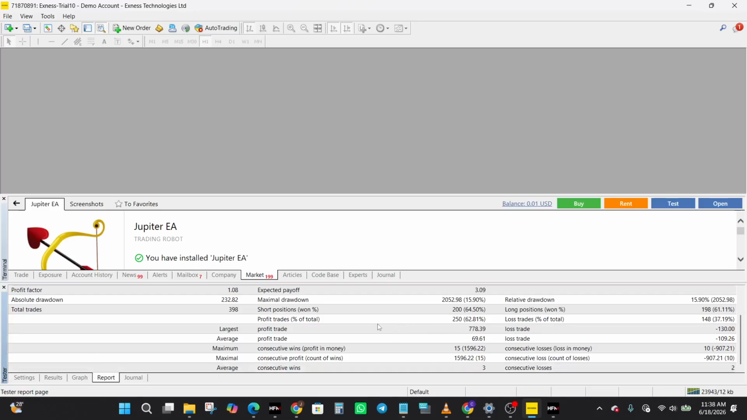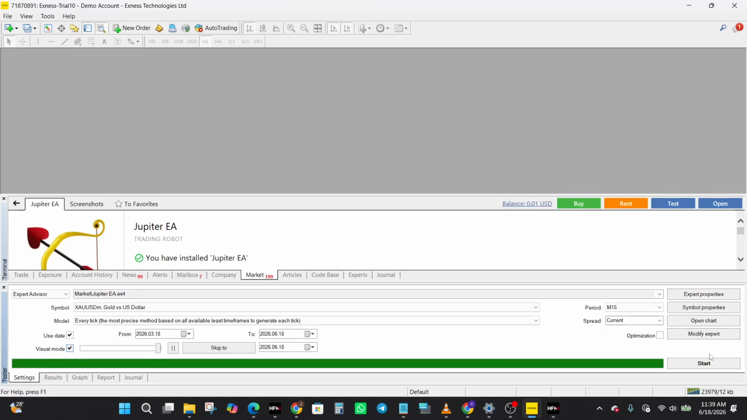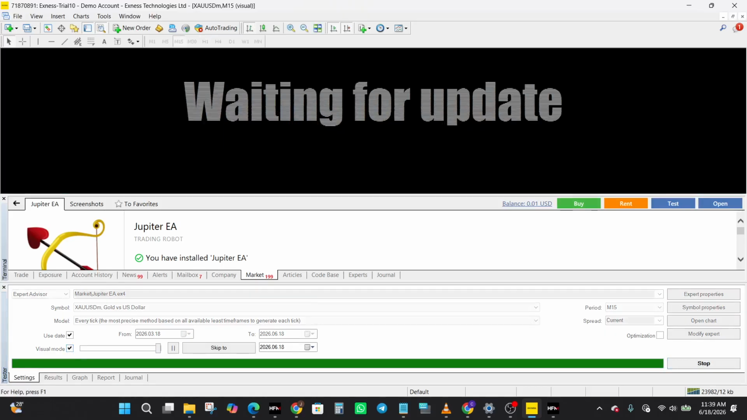The largest profit was 778.39, while the largest loss was $130. Average profit 69.61, average loss $109.26. Now, I can also see that the maximum consecutive wins were 15, yielding $1,596.22, while the maximum consecutive loss were 10, yielding $907.21 loss. Okay, let's turn on the visuals so that we can see the EA in action.